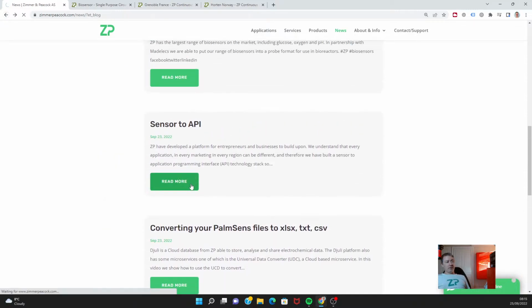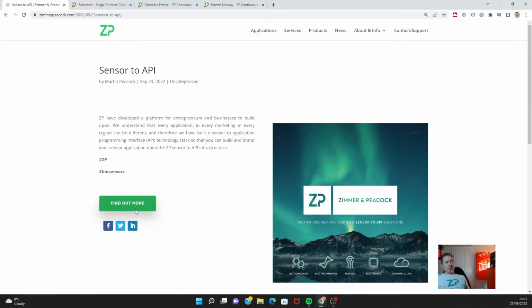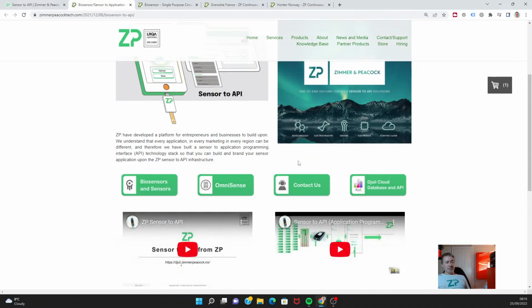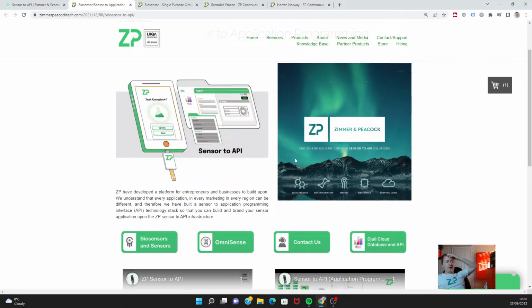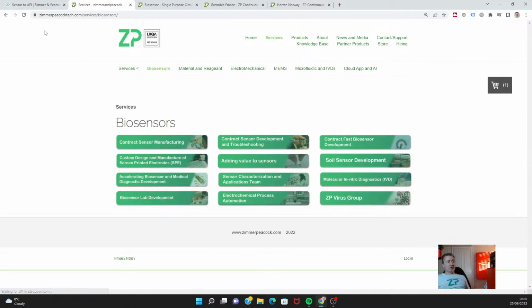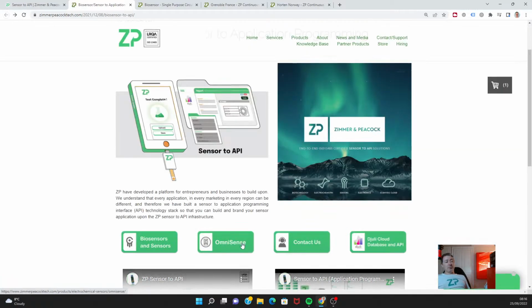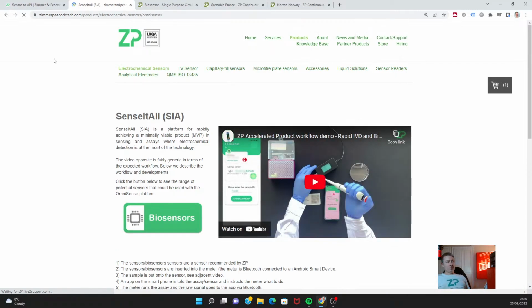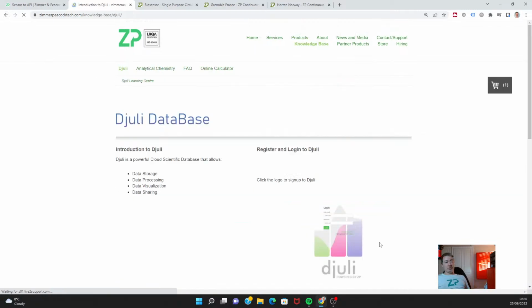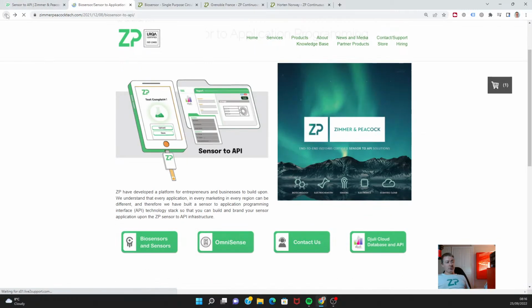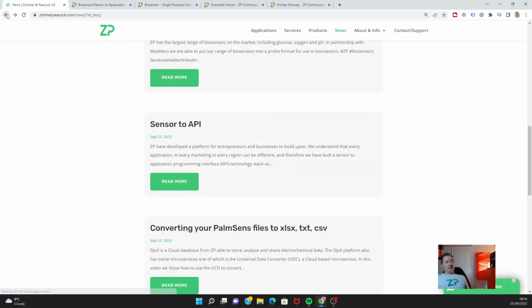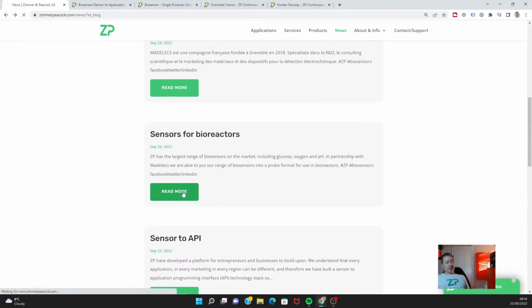I have said it rather a lot, but we do consider ourselves to be a sensor to API company. That means that we can help people on the sensors. We obviously have a super large range of biosensors. We can help people on the Sense It All platform. So we've got the electronics, we can send the data to the cloud, and we also obviously then have the cloud as well. So we are just highlighting that during the week as well.